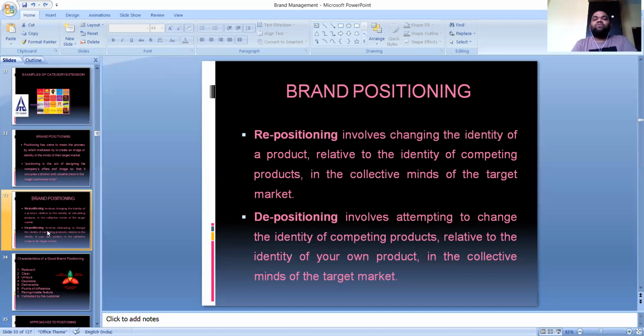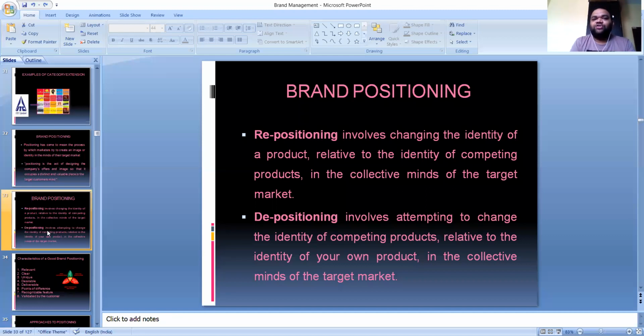Coming to repositioning, what does it mean? Changing the identity. What do we mean by changing the identity here? Whatever customers think about the product, the company wants to change that. For example, the best example is Maggie. Two years back they faced a problem: some chemicals were found, and kids were affected by that. Until then, we created in our mind the thought that Maggie can be prepared in 2 minutes.